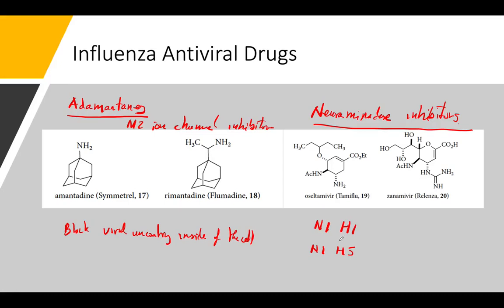Okay. Now those drugs are important. They work better than amantadine and rimantadine for the treatment of influenza A and B. Tamiflu was discovered by Gilead. And then zanamivir, Relenza, was discovered by Biota Holdings.